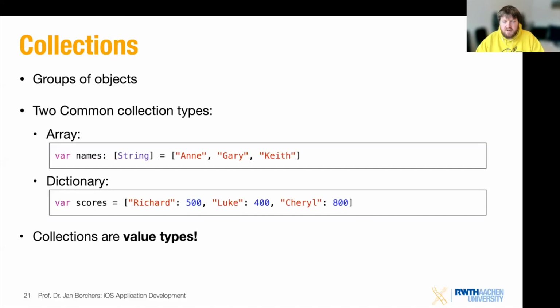And dictionaries are just keys associated with different values. So here we have a dictionary of scores, where we have Richard, Luke, and Cheryl as our keys, and the integer values are associated with the corresponding keys. So Richard has a score of 500, Luke of 400, and Cheryl of 800. And here we don't specify the type explicitly either. The compiler infers that for us.